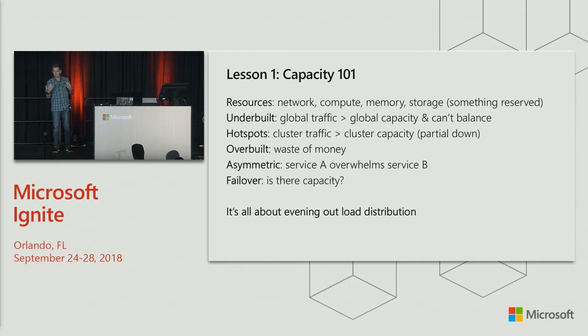You can have asymmetric capacity problems, where if you're building a service and you have a couple of services behind the scenes, where one service is big and the other service is small, one service can overwhelm the other service. So that's not one you want to have.